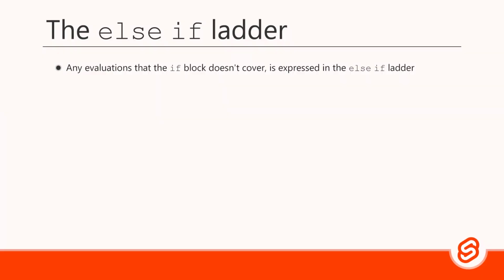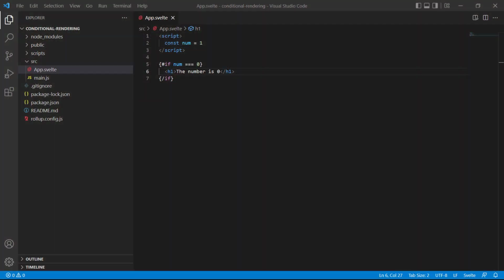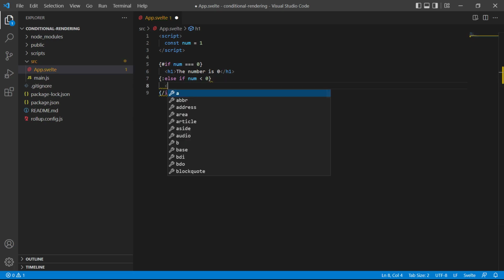Any additional evaluations that the if block doesn't cover are expressed in the else if ladder. An else if ladder is an inner statement. It uses a colon, else, and space if as the statement type, followed by the condition we want to evaluate. To demonstrate, let's build on our previous example and add two checks to see whether the number is positive or negative. So, below the h1, we do curly braces, then colon, else, space if. The condition is num < 0. We'll just render an h1 again, with text that says, the number is less than 0.